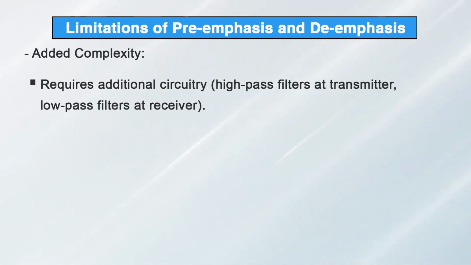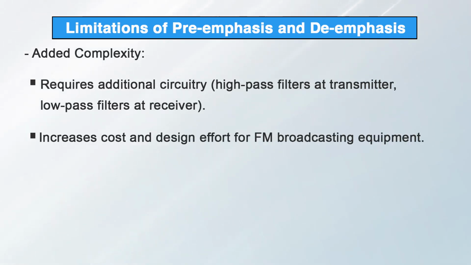However, there are some limitations associated with this technique. One significant drawback is the added complexity in the transmitter and the receiver design. Implementing pre-emphasis and de-emphasis requires additional circuitry such as a high pass filter at the transmitter end and a low pass filter at the receiver end. This added complexity can increase the cost and design effort required for FM broadcast equipment.